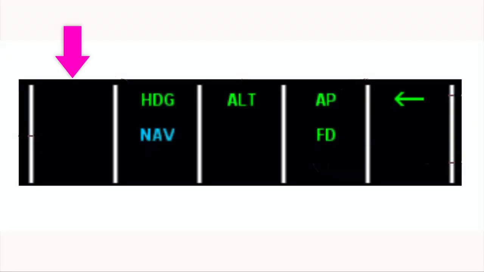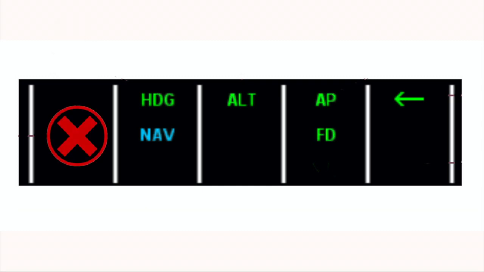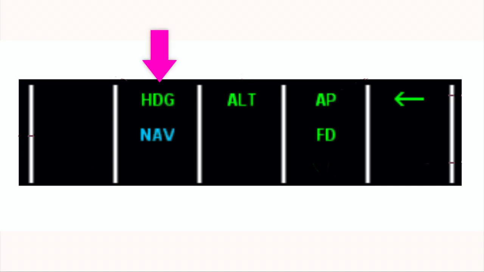The first column is for autothrust operation. It will be always blank since this configuration is not equipped with autothrust. The second column is lateral navigation. The third is vertical navigation.